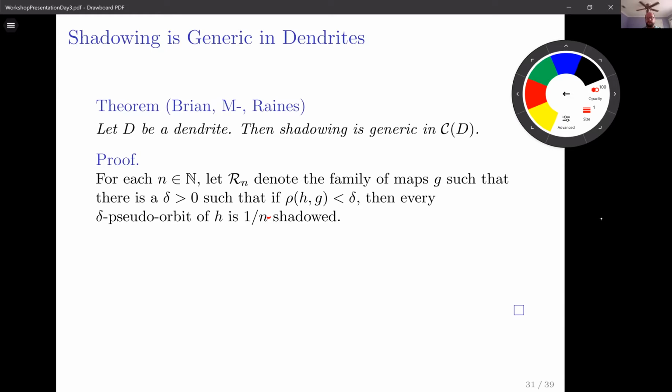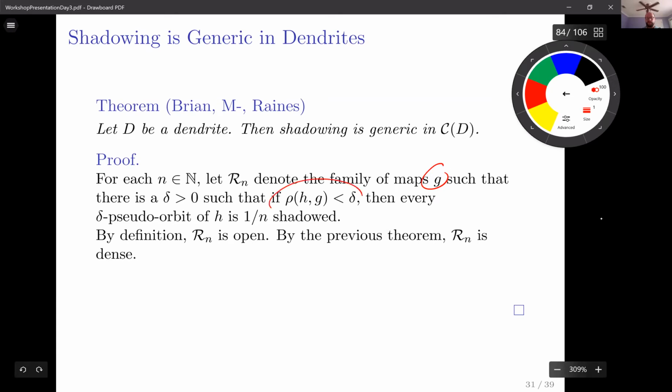Sorry, back up a step. By definition, R_n is open. We can see this easily because R_n is the family of maps G such that there is a delta greater than 0 such that maps near G have this property. By definition, it's open. G is in there only if all maps nearby have it. That means if G is in it, there's a delta such that anything in there has it. If I take anything in there that has it, I can just take a smaller delta, and that's contained in that ball. So R_n is open.